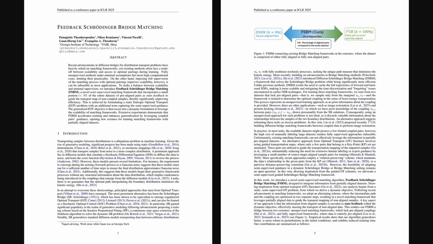So this paper introduces Feedback Schrödinger Bridge Matching, or FSBM, a new semi-supervised approach. This means it cleverly uses a small set of pre-aligned data pairs, called the key point set, to guide the transformation for other, non-coupled samples.